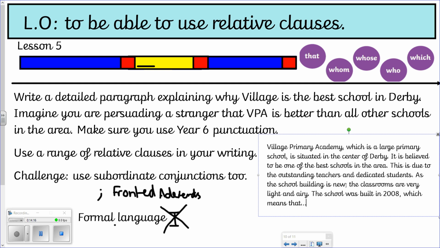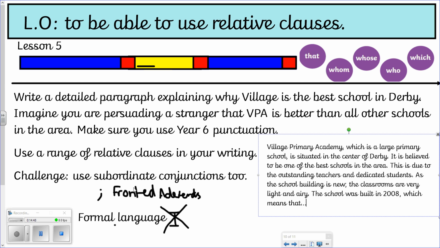So Village Primary Academy, which is a large primary school situated in the centre of Derby. It is believed to be one of the best schools in the area. This is due to the outstanding teachers and dedicated students. As the school building is new, the classrooms are very light and airy. The school was built in 2008, which means that what? You could say the interior is extremely modern, or that they have lots of up-to-date tech or technology. So you're thinking about what makes Village Primary the best school in Derby, not using the word I.